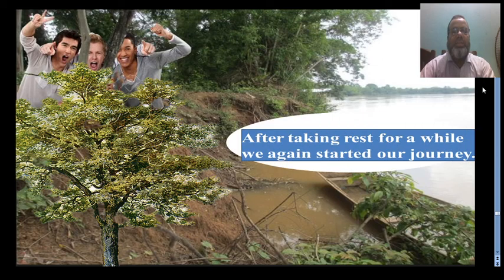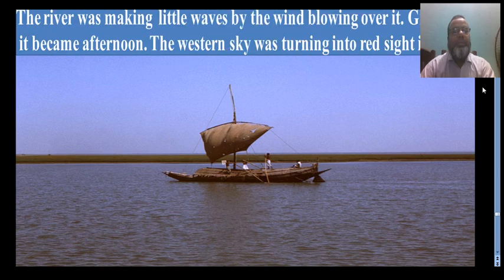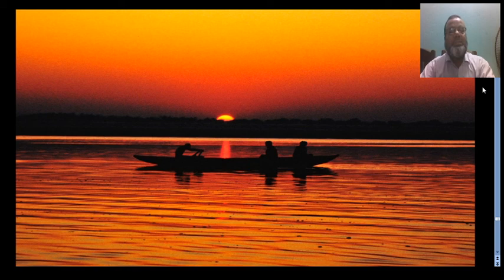What can you see there? After taking rest for a while, we again started our journey. We are coming to the boat. Again, the river was making little waves from the wind blowing over it. Gradually, it became afternoon. The western sky was turning red as the sun was setting on the western horizon.